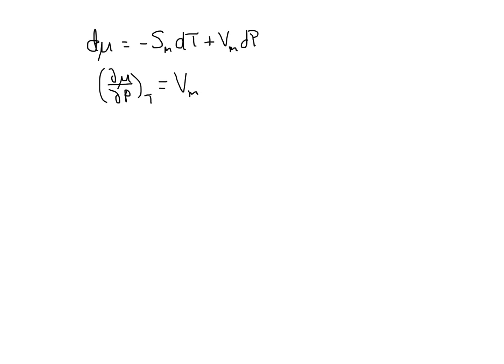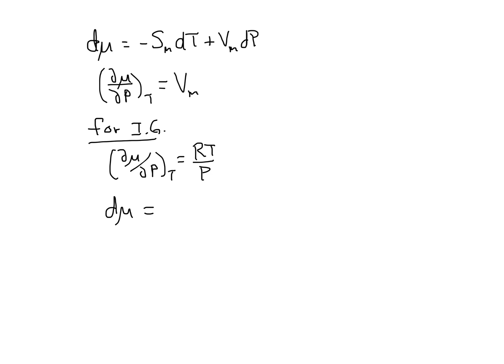If we treat our gas as ideal, then we can use the ideal gas equation of state for the molar volume. So the chemical potential changes with pressure at a given temperature as RT divided by the pressure. So if we want to have an expression for the chemical potential as a function of pressure, we need to separate variables and integrate. So d mu is equal to RT over P dP.